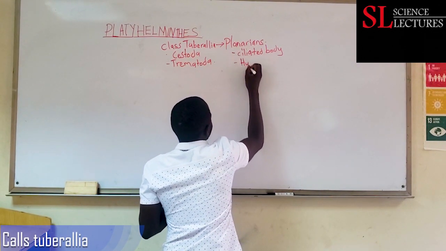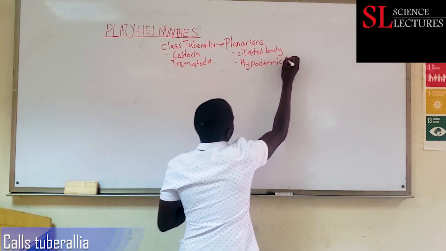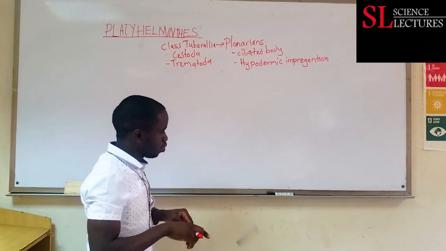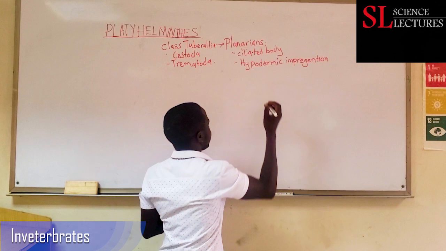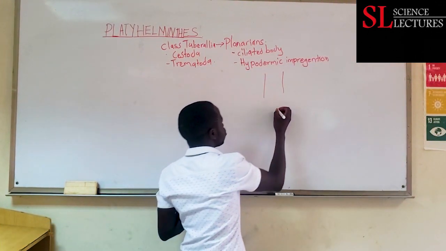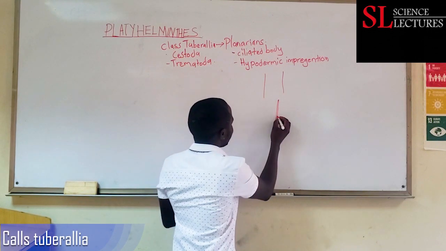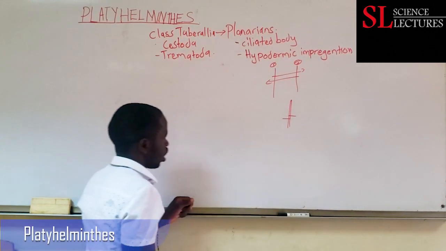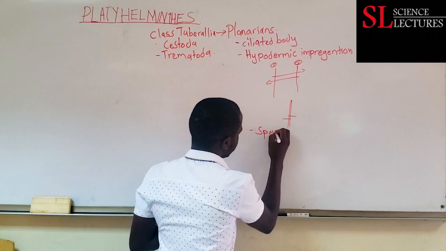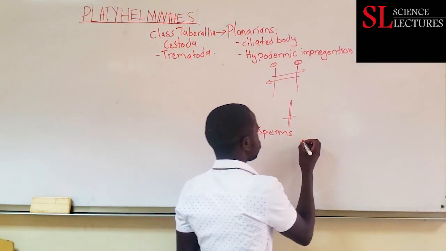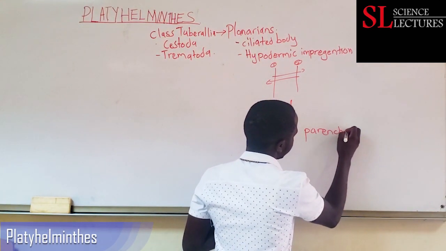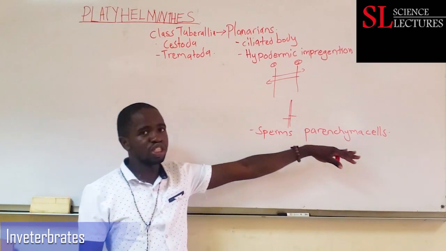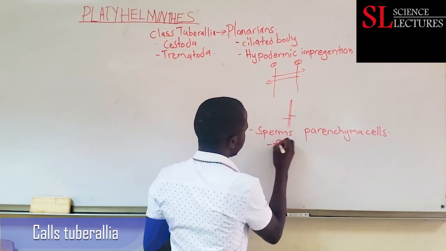Then they undergo a specific process called hypodermic impregnation. Under hypodermic impregnation, we say these organisms are monoecious. So if I have this organism and this organism, these two will fuse together and we shall have exchange of gametes, and these gametes are usually sperms. Then these sperms shall swim until they make it to the parenchyma cells, because these parenchyma cells are the ones that house the eggs. When they reach there, we shall have their fusion.